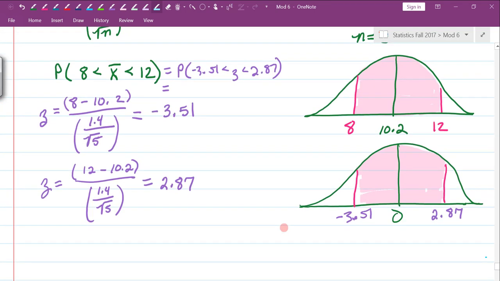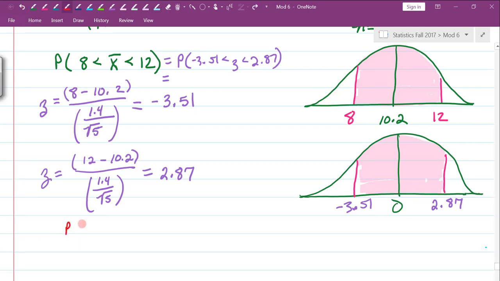So the probability that z is less than 2.87 is going to be equal to 0.9979. Okay, so that's from here all the way out to negative infinity. And that's 0.9979, so we're going to write that right here. And we're going to subtract off this part in here, because if I have it from here all the way out to negative infinity, and then I subtract off this part here, what do I have left? Just this part right here.